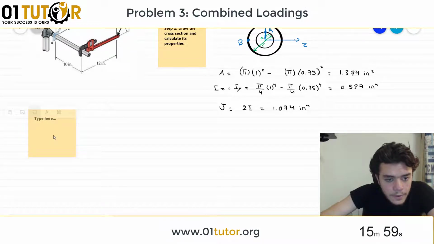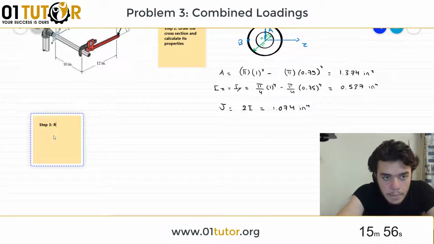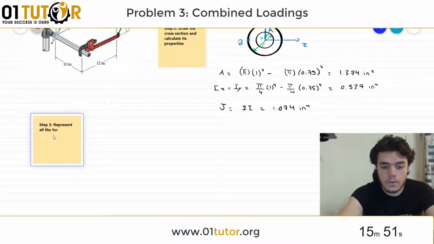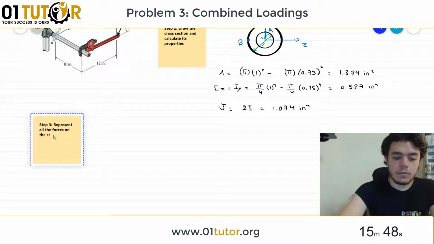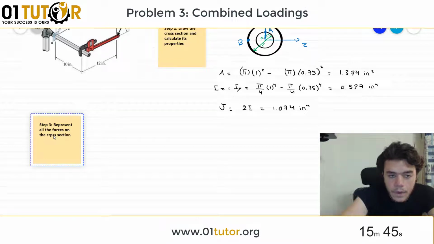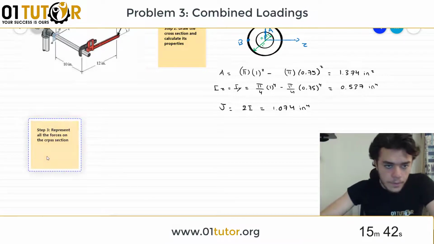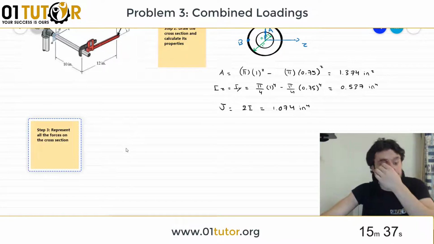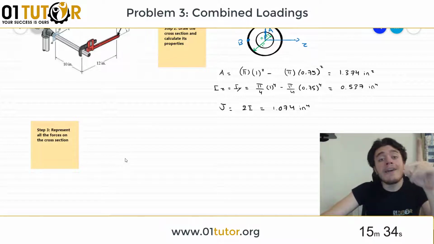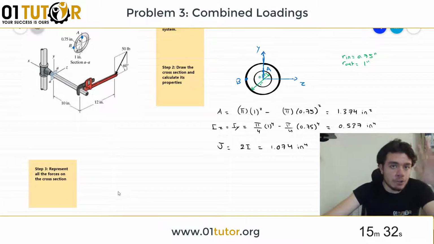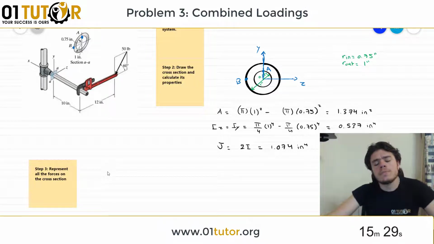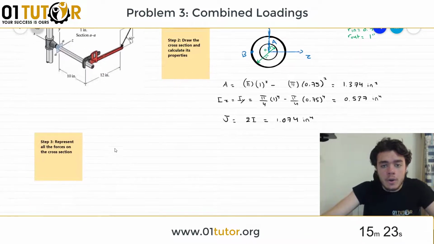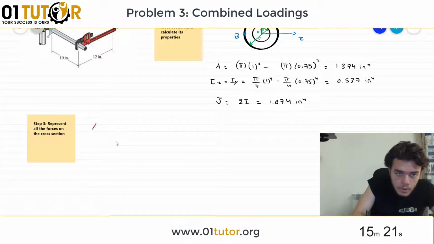Now step 3 is to represent all the forces on the cross section. How many forces do you have? Now here's the trick. Whenever you have an inclined force, find its projections, vertical projection and horizontal projection. Done. Whenever you have an inclined force, find its projections on the coordinate system and then work. So this is the trick.